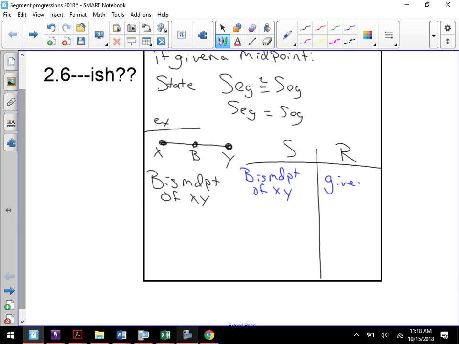And then if I look at my diagram, what are the two segments that are created that are equal to each other? Well, XY is the whole thing. So if B is the midpoint on XY, what are the two segments that are equal now? Yep, that means in my diagram I can do this. XB and BY are the same. So I would write XB congruent to BY, and my reason is definition of a midpoint.